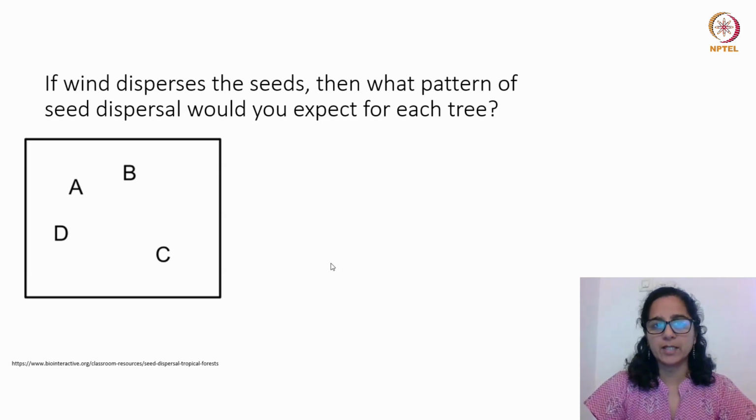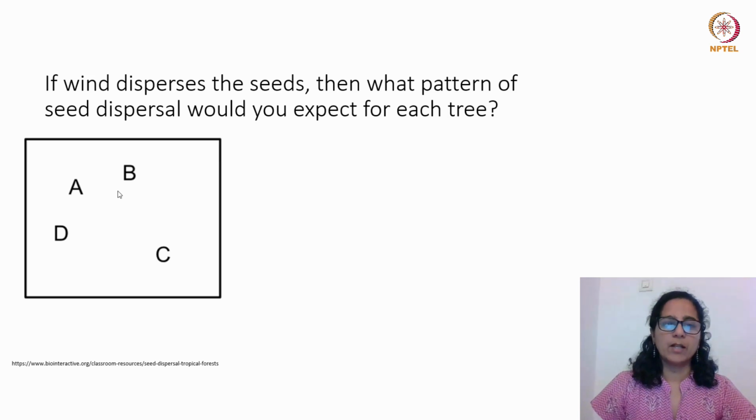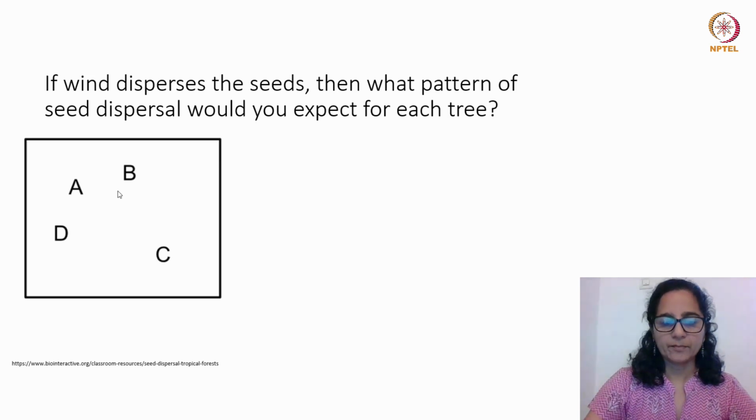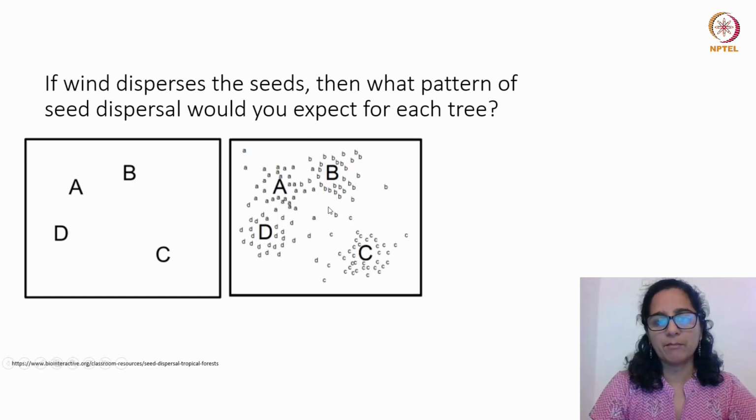What is the pattern of seed dispersal when wind disperses the seeds? So if wind disperses the seeds, then what pattern of seed dispersal would you expect from each tree? Let's think about A, B, C, D as different trees which are wind dispersed. What do you expect? How do you expect the seed shadow to look when they're dispersed by wind? You would see that it's a clump distribution around the same trees.